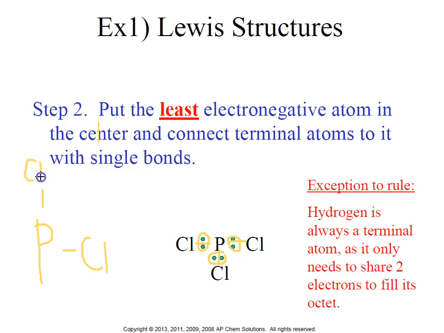And again, the location of these chlorines isn't important right now. So just 3 chlorines attached. When you draw a line, that single bond, that is 2 electrons. So you could draw it either way. You could draw the 2 dots to show the 2 electrons, or you could draw the line and know that it is 2 electrons. So a single bond equals 2 electrons. Now there is an exception to this rule. Hydrogen is always a terminal atom. That means it's never in the center.